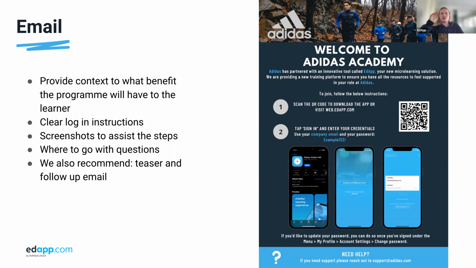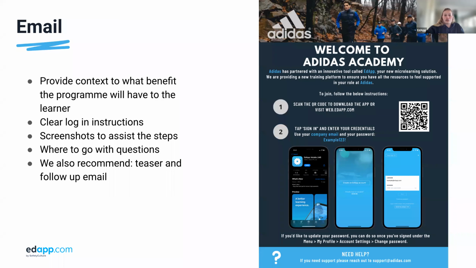The first thing that I've done is provide context on what benefit the program will have for the learner. At the top, I've written two sentences saying we're providing a new training platform to ensure you have all the resources to feel supported in your role at Adidas. The next thing down is some super clear login instructions. You can see we've got the QR code or tell them where to visit. Then there are some screenshots that should walk them through the process, which would assist with the steps. There's also a section at the bottom to work out where they need to go with questions.